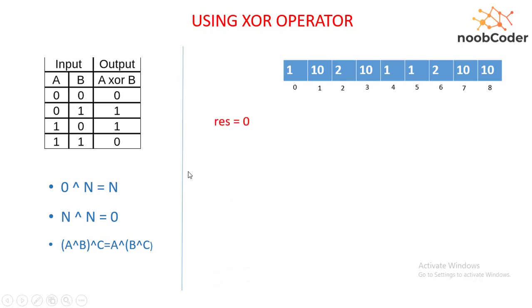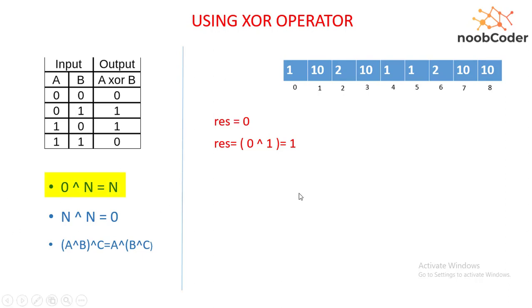Suppose we initialize our result with 0, and then for each element in the array, we keep doing the XOR operation of each element of the array with the result. For example, in the first step, we did the XOR of 0 with the first element, that was 1. So the answer we got is 1. Why? Because of this property.